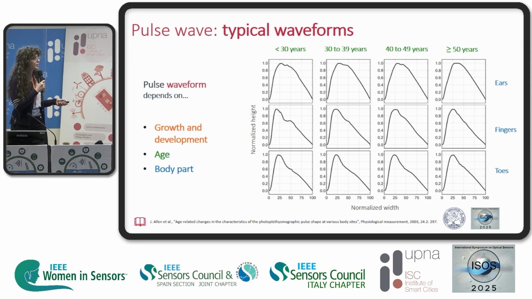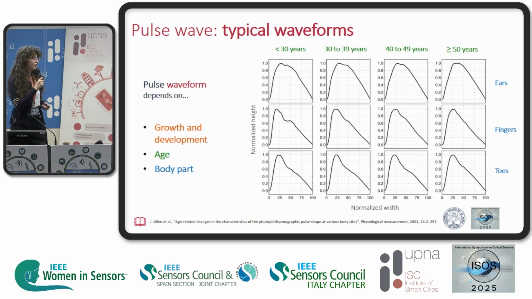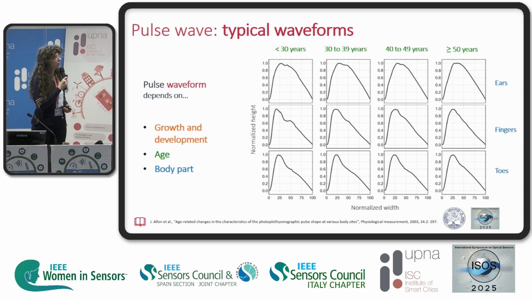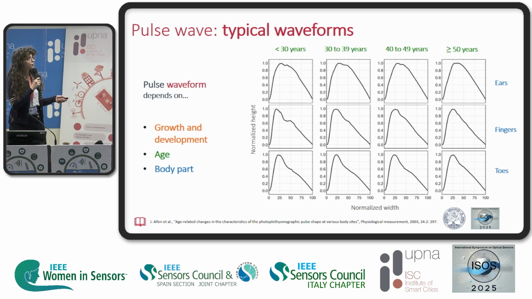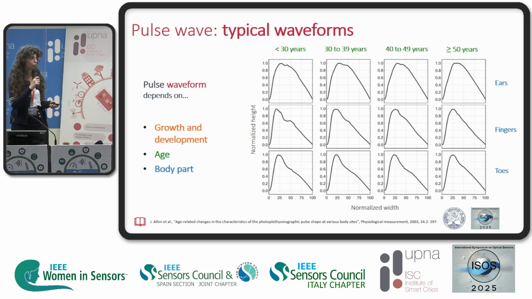Here we can see results from a study present in the literature, obtained through photoplethysmography. But if we look at ears or fingers or toes, the pulse waveform changes. And by increasing the age, we can see some differences. Mainly the diastolic peak is very attenuated, and also the dicrotic notch almost disappears.